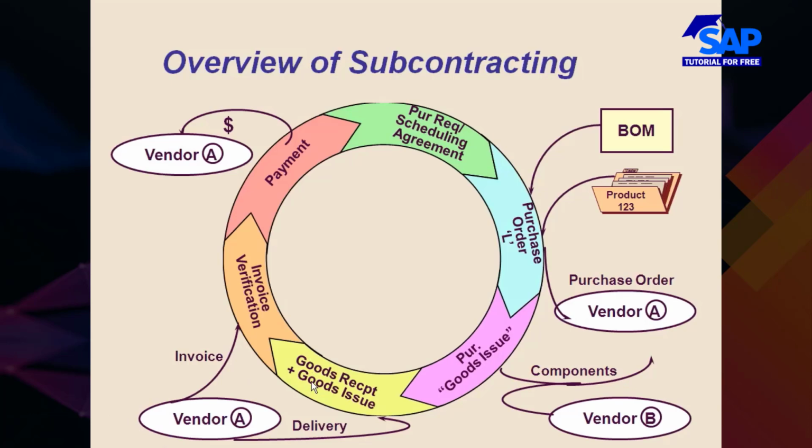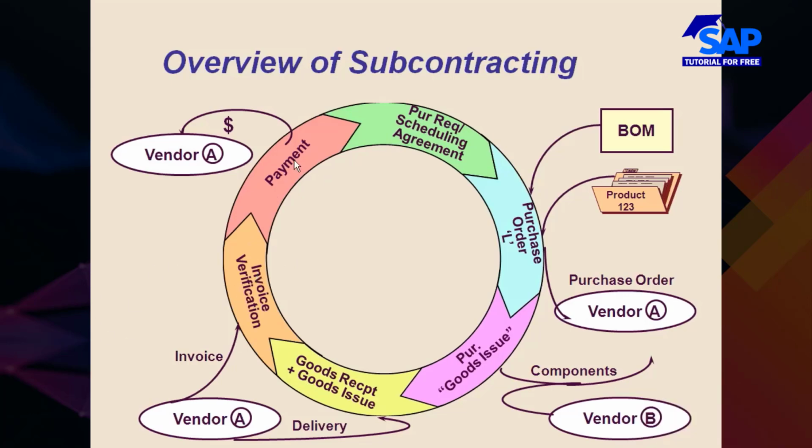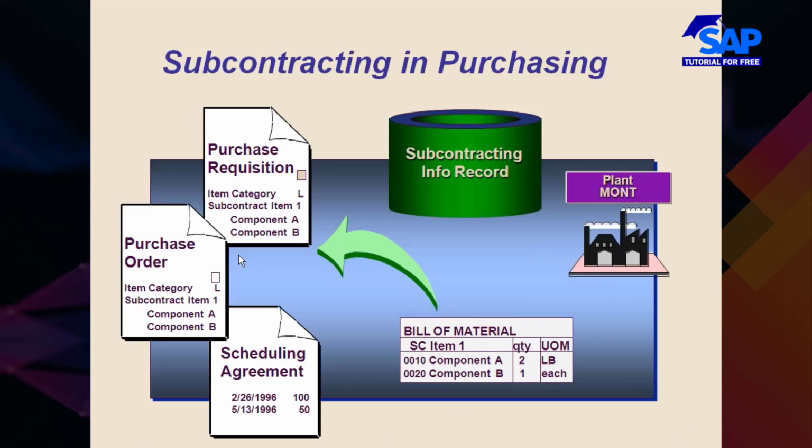Once you receive the goods, the vendor will send you an invoice for whatever service he has done, and then the payment needs to be done for that service. Okay, so this is the cycle.